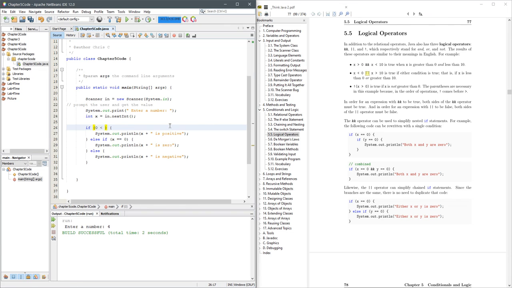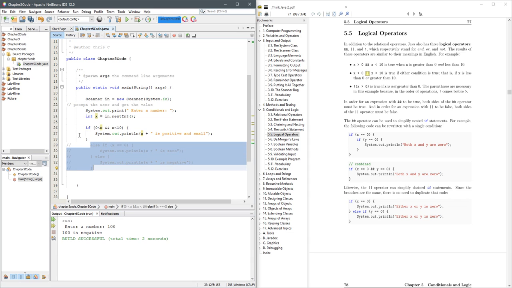Mathematically, I like to put the small number on the left. So that says if x is greater than 0 and x is less than 10, we'll print out x is positive and small. So we'll put in a number, we'll put 8. 8 is positive and small. But again, 100, of course we have a problem here, so 100 is not negative. I don't want to be distracted by all this if-else stuff right here, so let's go ahead and comment all that out.